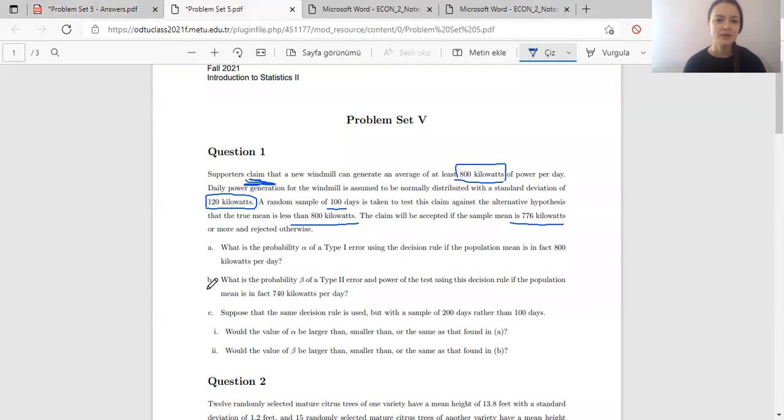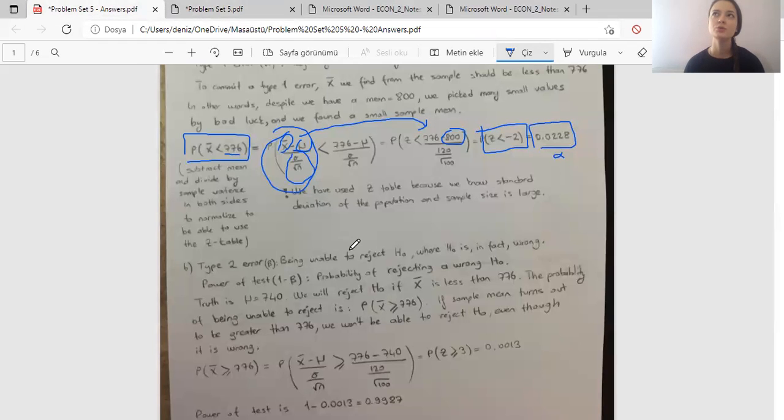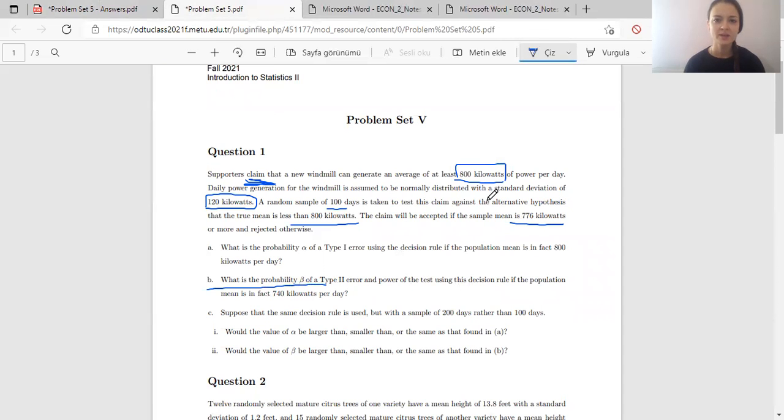And in the part B, now we are going to find a type 2 error, probability of type 2 error. Type 2 error is you don't reject a hypothesis despite it is wrong, okay? Now we are assuming that the true mean actually is 740, but we will have a sample mean greater than 776, and thus we won't reject, okay? But actually it is wrong. Okay, H0 is wrong actually, but we won't reject it.